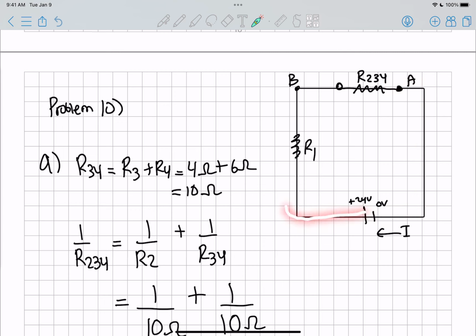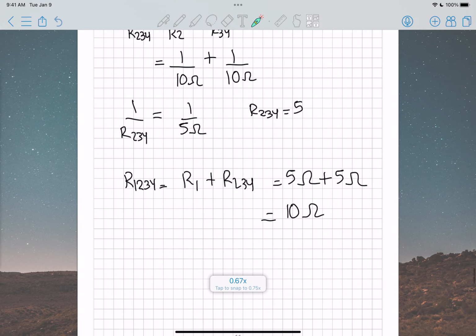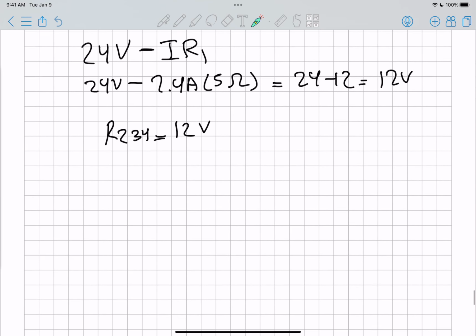So I had 24 volts, 12 volts got dropped off here, another 12 volts had to get dropped off here. So that now that it's 0, I can recharge again, right? That's the idea. So now I have this 12 volts. So I'm like, all right, well, I have 12 volts across R234. That means that R2 has 12 volts, right? And R34 has 12 volts, right?